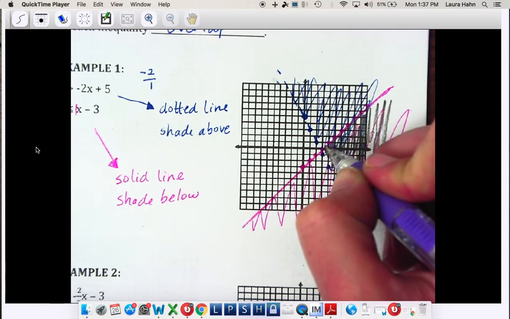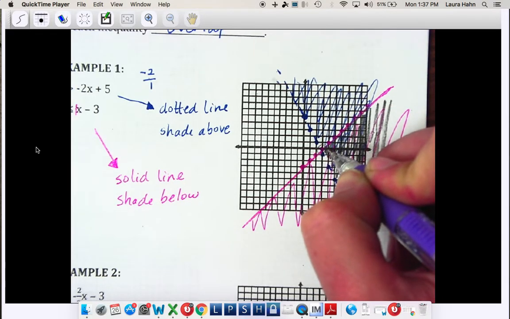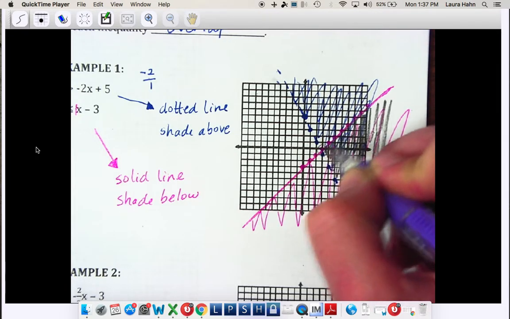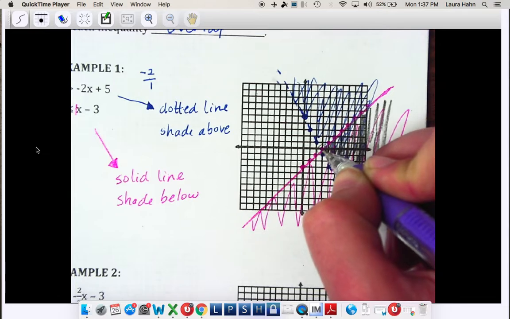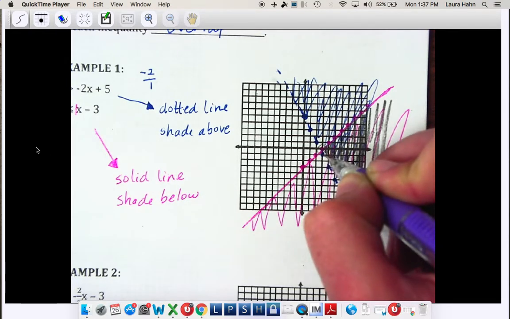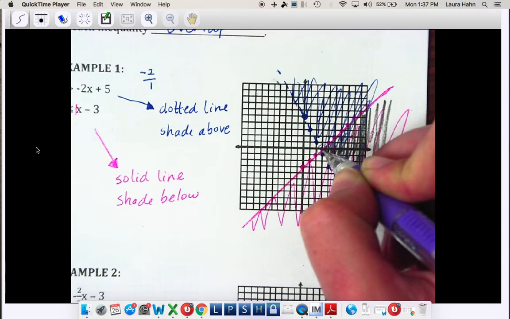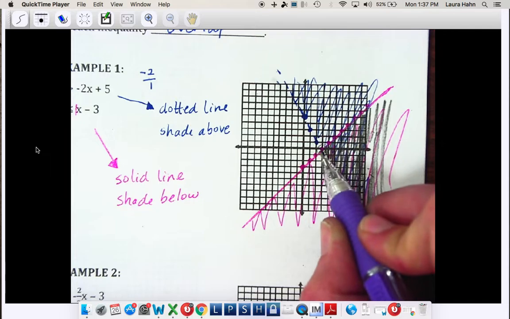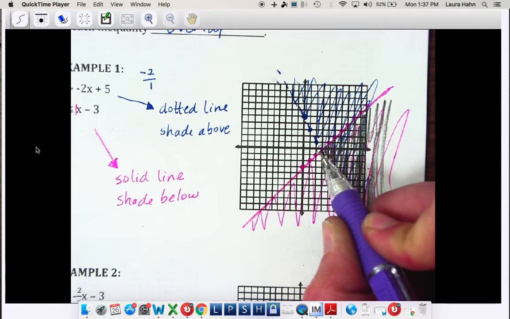So that might make you question this point right here, where the dotted and the solid lines intersect each other. It would work because it's on a solid line, but because it's also on the dotted line, this one does not count. So if it's ever on a dotted line at all, it does not count. So even though it's on a solid line, it's also on the dotted line, which means it does not work for both. So this point right here would not be a solution.